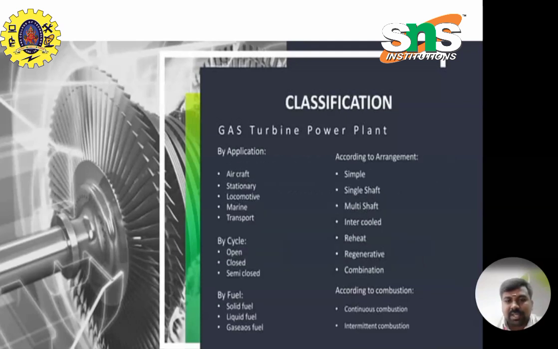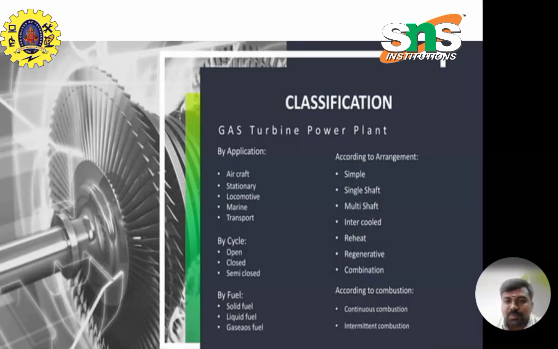The classification of gas turbine power plants is based on some categories. Based on the applications, it is classified into various types like aircraft, stationary, locomotive, marine, and transport. Based on the cycle, it is classified into three types: open cycle, closed cycle, and semi-closed cycle. Based on the fuel used, it is classified into three types: solid fuel, liquid fuel, and gaseous fuel.